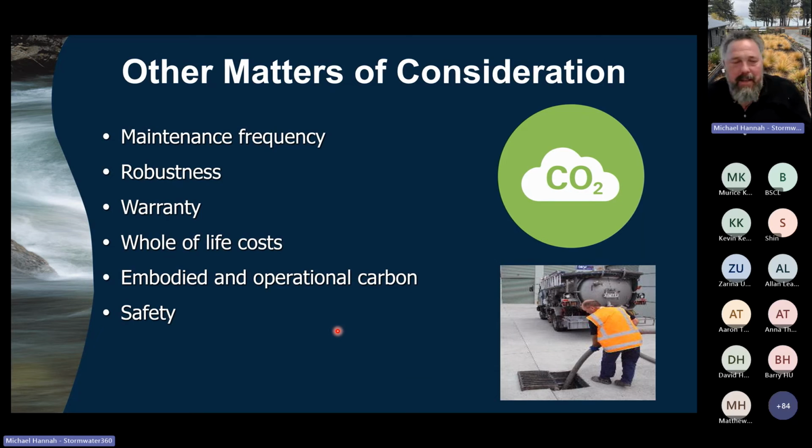There's a whole bunch of other things: your maintenance frequency, how robust the products are, the warranties on them, your whole of life cost, your carbon and safety. These also are really important factors. And I don't know which one trumps each other. Is it more important to have something that's got a long maintenance frequency that doesn't remove as much? Or is it better to have... safety's non-negotiable. We must have safety. But carbon, I don't know the importance of carbon because, if that means we have to go to a larger, more expensive device to address the carbon, it might affect the whole of life costs.